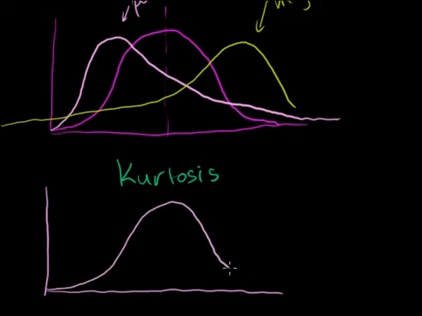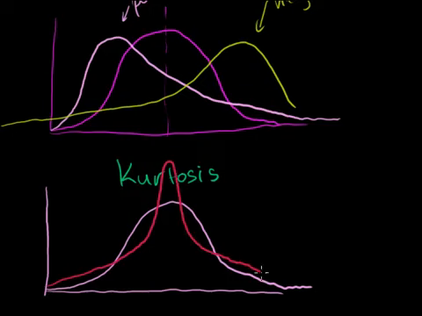Let's say that's a perfect normal distribution. If I have positive kurtosis, what's going to happen is I'm going to have fatter tails. Let me draw it a little nicer than that. I'm going to have fatter tails, but I'm going to have a more pointy peak. I didn't even have to draw it that pointy. Let me draw it like this. I'm going to have fatter tails, and I'm going to have a more pointy peak than a normal distribution. So this right here is positive kurtosis.